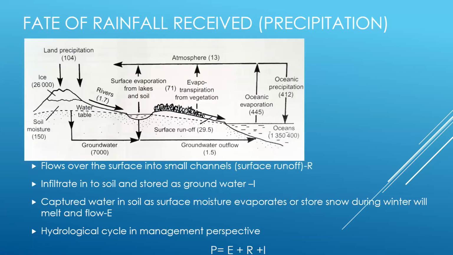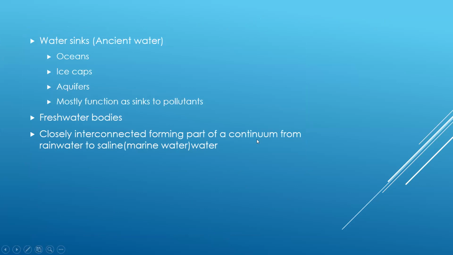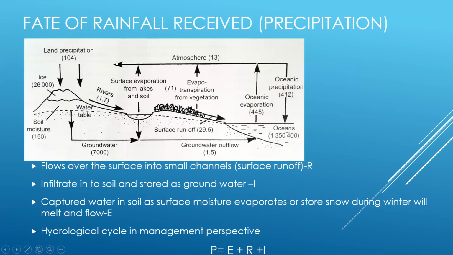Now, as you can see on this picture, certain storages are there. These are ancient storages of water, called water sinks. There are several categories of water sinks: oceans, ice caps, and underground aquifers, which mostly function as sinks to pollutants. Freshwater bodies are closely interconnected, forming parts of a continuum from rainwater to saline water. There is a closely interconnected network from freshwater to saline water in any hydrological cycle.